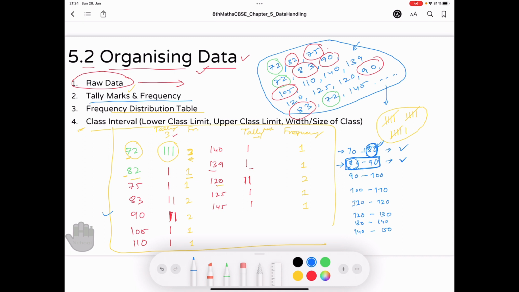Okay, so now let's start putting these values. 70 to 80. What are the values between 70 to 80? We know that these are the values in between 70 to 80. 1, 2.